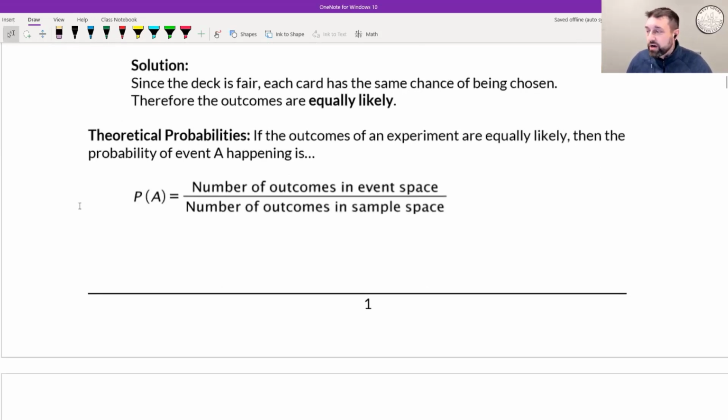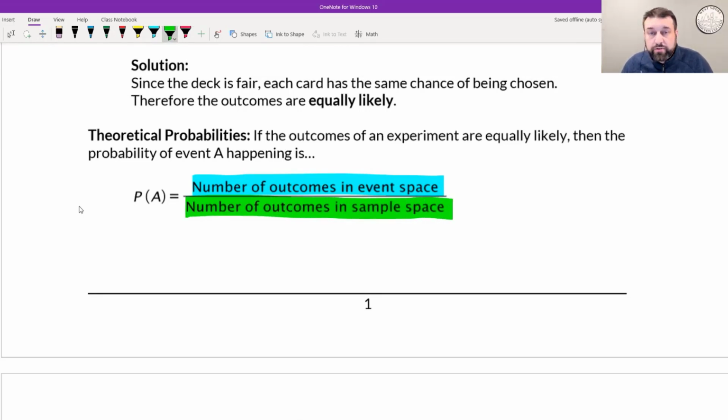And so for theoretical probabilities, this is something you've already seen before. The number of outcomes in the event space, or the number of outcomes that satisfy the condition that you're experimenting for, divided by the total number of outcomes, the outcomes in the sample space. So the event space are those that satisfy your condition. The sample space are all of the outcomes.